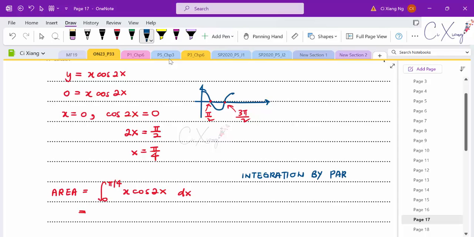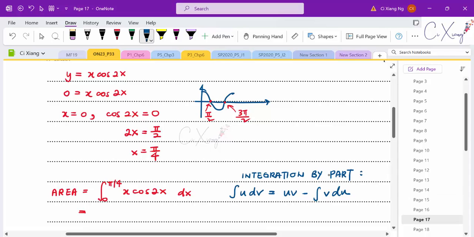Okay, so there's a certain formula for you to follow, right? How to find the integration by parts. Generally, it is like this: integrate u dv equals uv minus integrate v du. So generally, this is what I have for integration by parts.